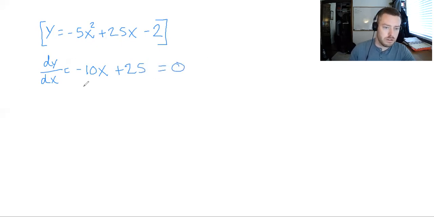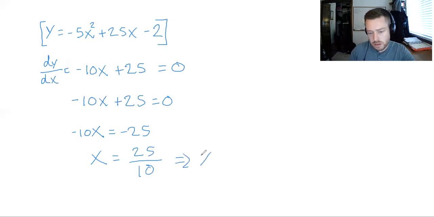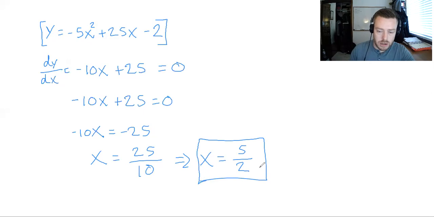All right, cool. So solving, we have negative 10x plus 25 equals 0, so negative 10x equals negative 25, and x equals 25 over 10. Reducing that gives us x equals 5 divided by 2, which happens to be the x vertex that we got beforehand. And in order to find the y vertex, you do the exact same thing. Remember, it was just negative 2. So we get the exact same vertex again.